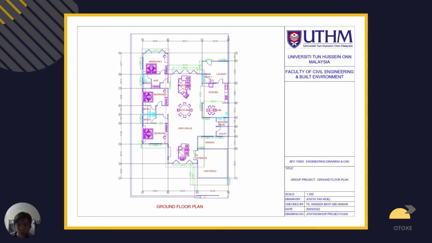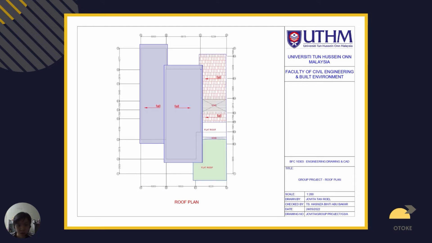So this is the ground floor plan of our project. There are 4 bathrooms and 3 bedrooms available. And this is the roof plan.